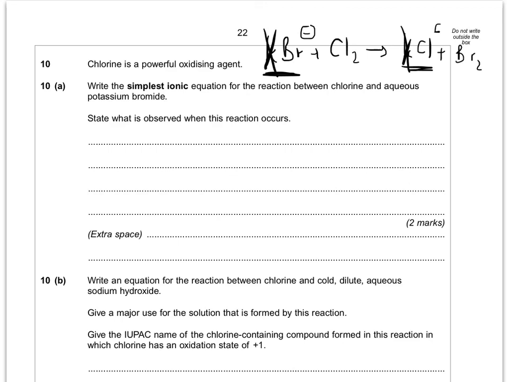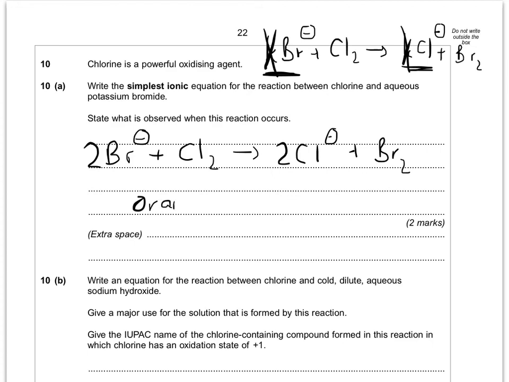And so what we get is Br minus plus Cl2 goes to Cl minus plus Br2, and obviously balance with 2's in front of the Brs and the Cls. So we've got 2 Br minus plus Cl2 goes to make 2 Cl minus plus Br2. And what is observed, you get an orange solution formed from the Br2.